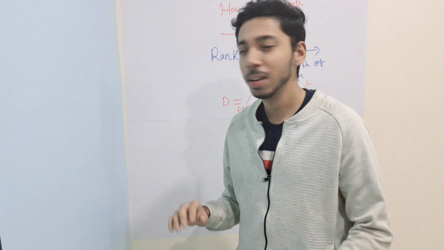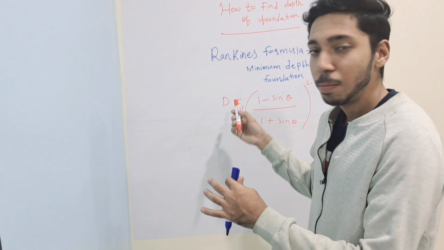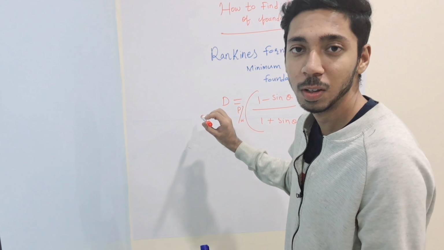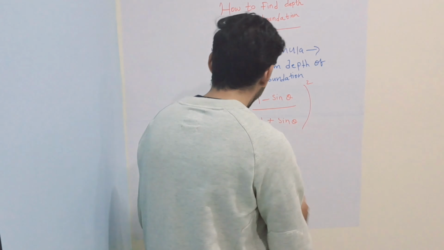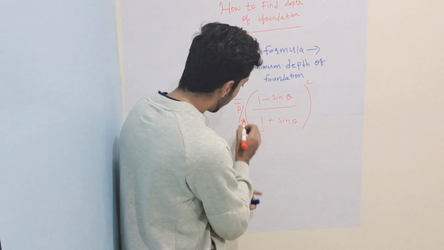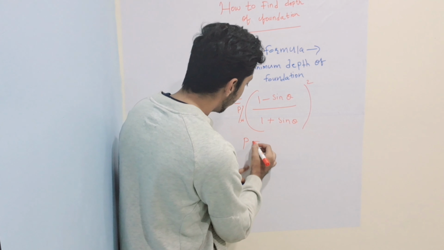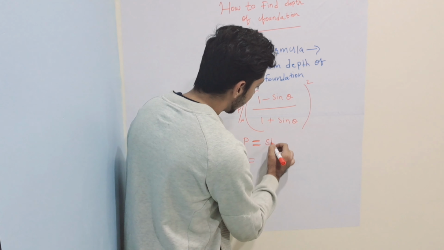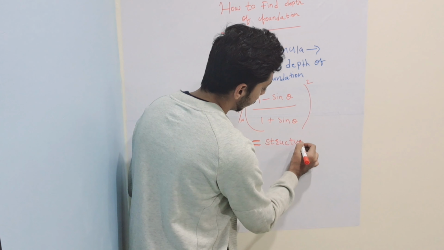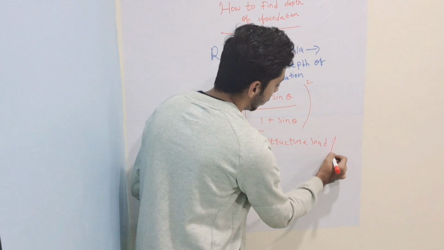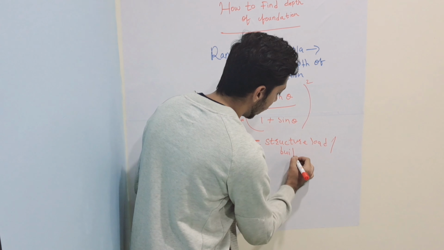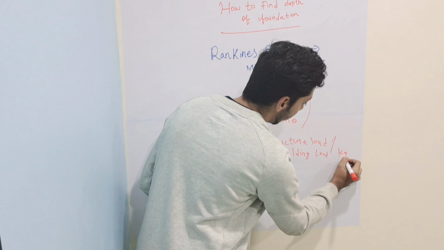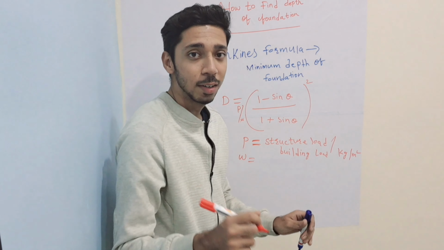Clear? Let's move towards the parameters of the formula which you need to know when you have the condition of formula to solve. So generally P is nothing but, here P by W is there, right? So P is your structure load, or you can say building load, in kg per meter square, right?